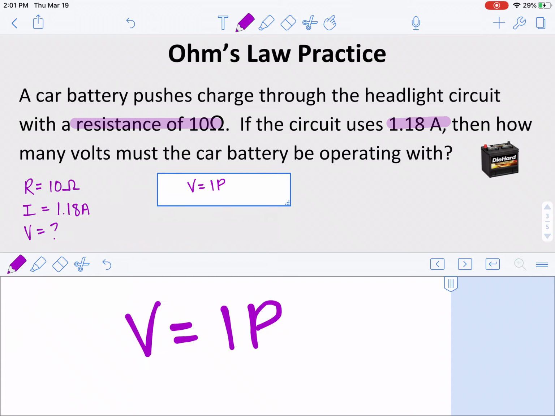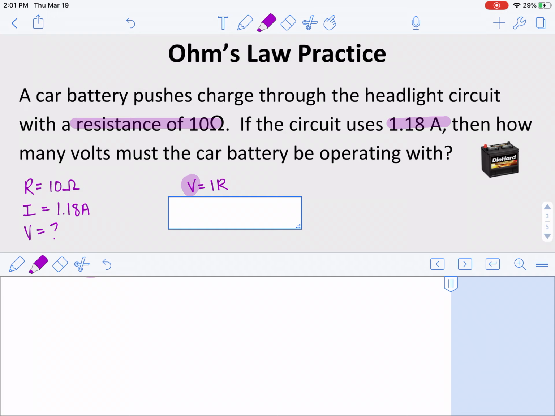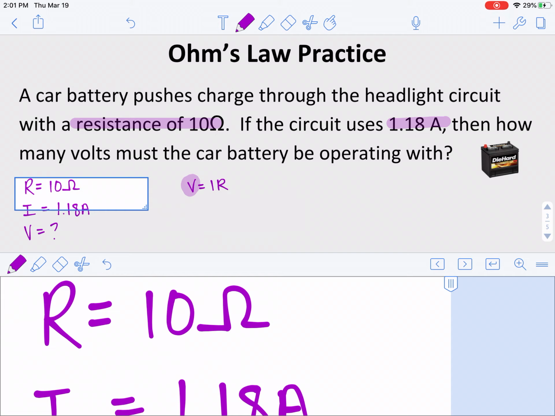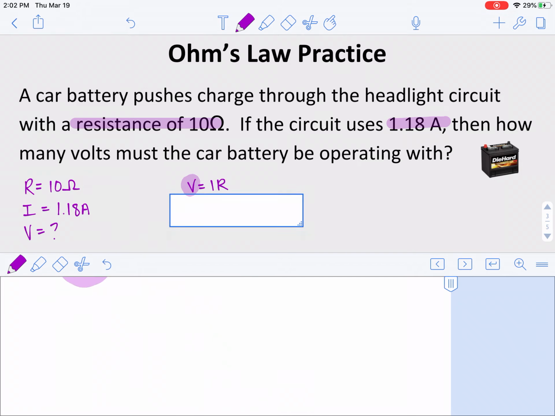So we start off with Ohm's law. V is equal to IR. In this problem, I'm trying to solve for voltage. That equation is already solved for voltage, so I do not need to use any algebra here to rearrange that equation to solve for a different variable. I can simply plug in what I have. My units are all in the units that I need to have. Resistance needs to be in ohms, current needs to be in amps, and voltage needs to be in volts. I don't need to convert anything. I simply need to plug in and multiply.